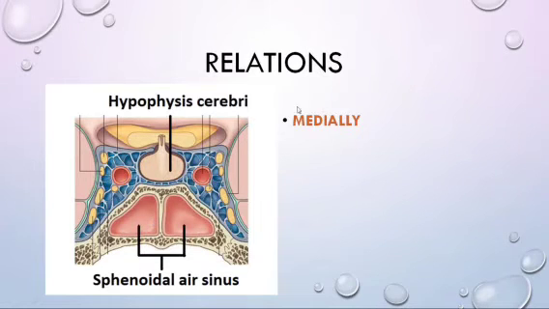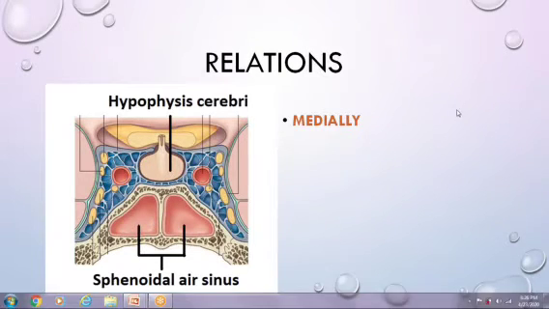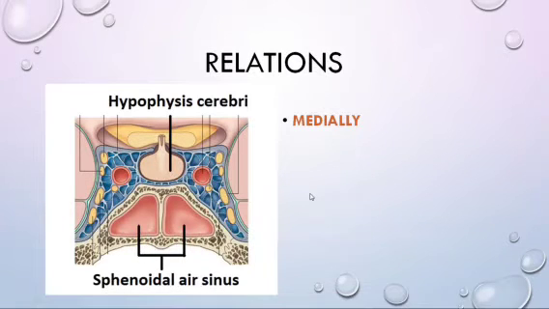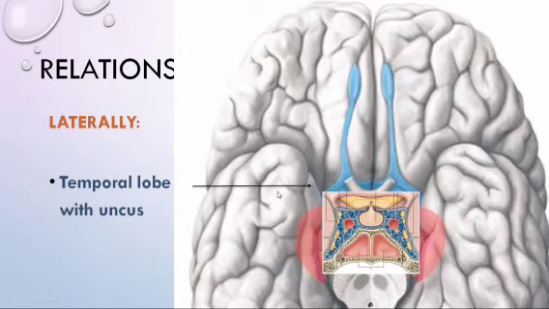Clear or not? Can I continue about the relation? Yes or no? Yes, ma'am. Okay, medial is related to the pituitary gland and sphenoidal sinus. Okay. Now we'll go on to the next relation.